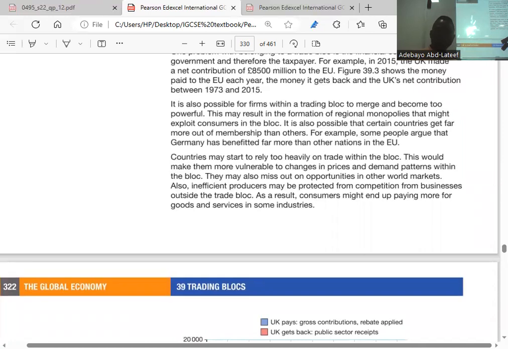Countries may start to rely too heavily on trade within the bloc. This would make them more vulnerable to changes in prices and demand patterns within the bloc. Countries rely too heavily within the region. So we rely on Tunisia to give us those things, and Tunisia relies on us to get those things. Without Tunisia, we don't get it. Without Libya, we don't get it. So we rely heavily, and this makes us vulnerable. Interdependence.